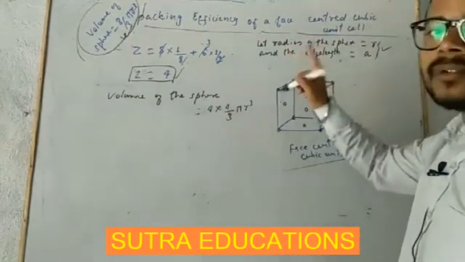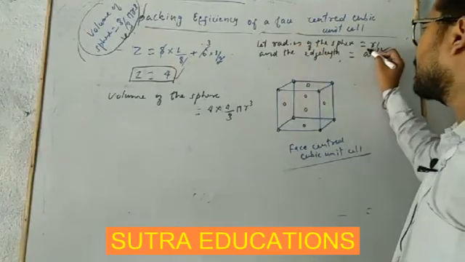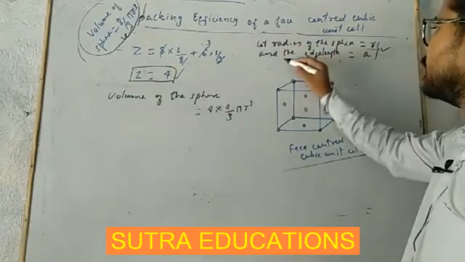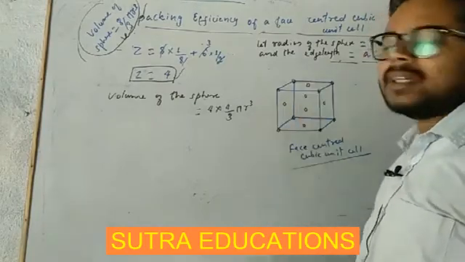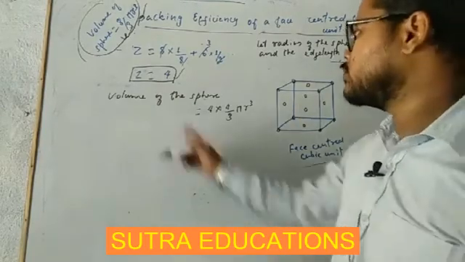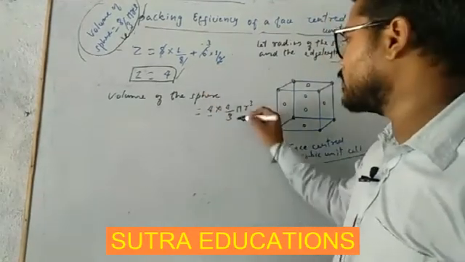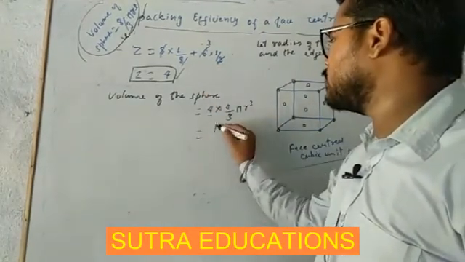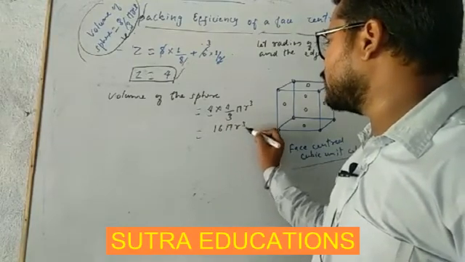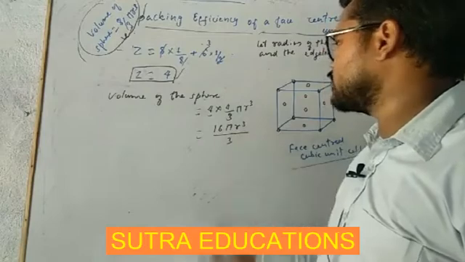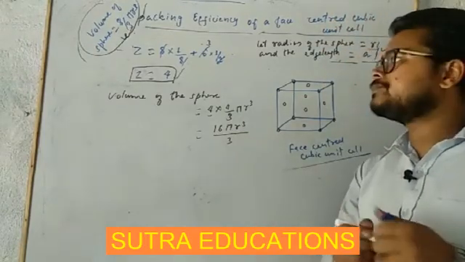We have supposed two things, okay. Let the radius of the sphere be r and the edge length be a. So r is the radius of the sphere. So volume of the sphere will be 4, because 4 atoms are present, into 4 by 3 pi r cube. So it will be equal to 16 pi r cube upon 3.